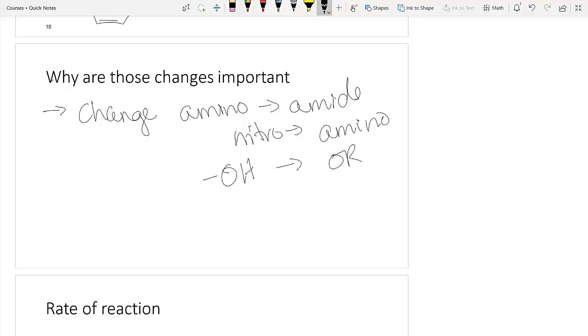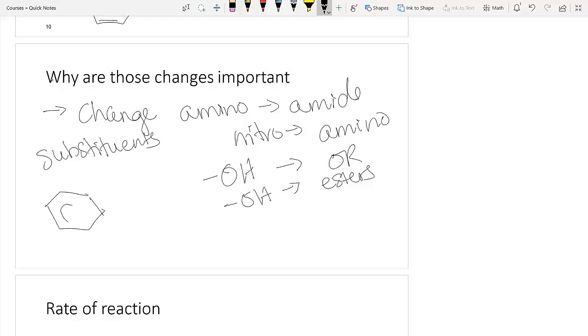If the nitrogen is attached to the ring, they're also bulkier. Nitro groups are electron withdrawing groups, amino groups are electron donating groups. So we can actually play around with the substituents and change their behavior. And it's by switching these substituents up to different things that we can influence how a reaction is going to behave.